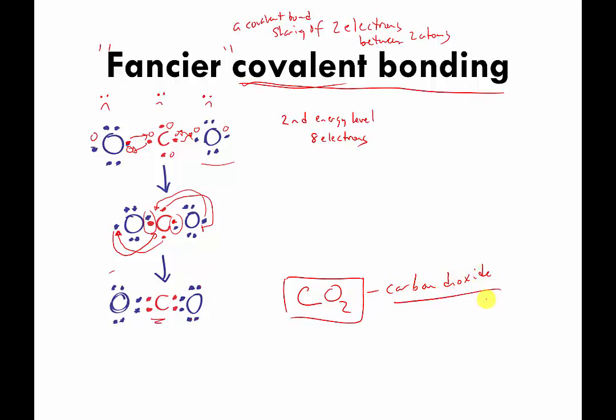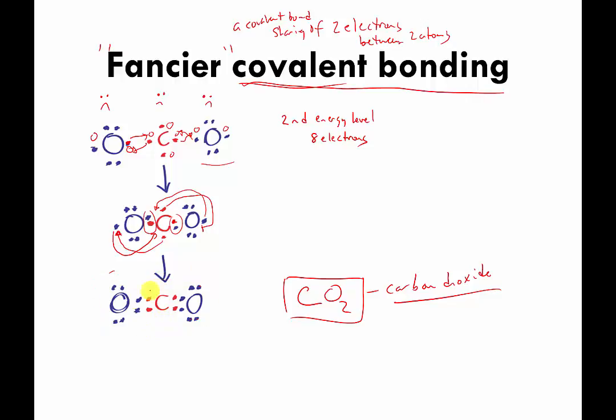So if I gave you those atoms and I said, build me something simple that doesn't break the rules, there's a good chance that you would come up with this. So we can figure out how a lot of important molecules are assembled, how the atoms are attached to each other, just by following these rules.